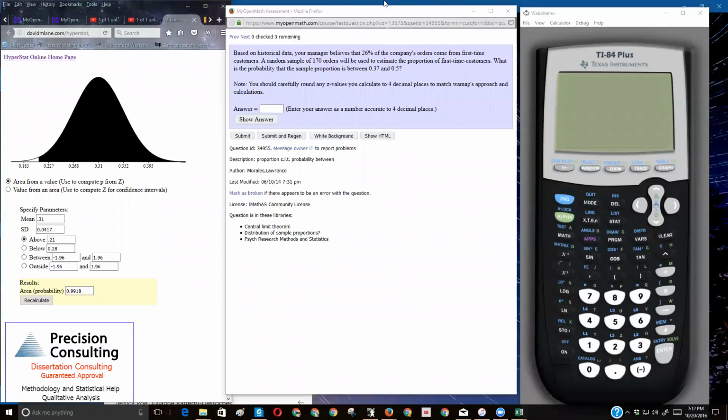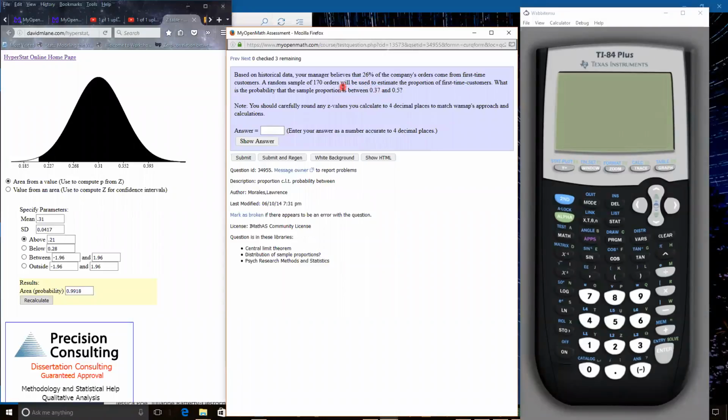Okay, so for this problem, again, I don't know what else you've watched, but I got to go back and get my pointer here, folks. Let me drag this down. Okay, I don't see any means, I don't see any standard deviations. I am seeing a percentage that's supposed to be the population percentage, and I'm seeing a sample of 170.